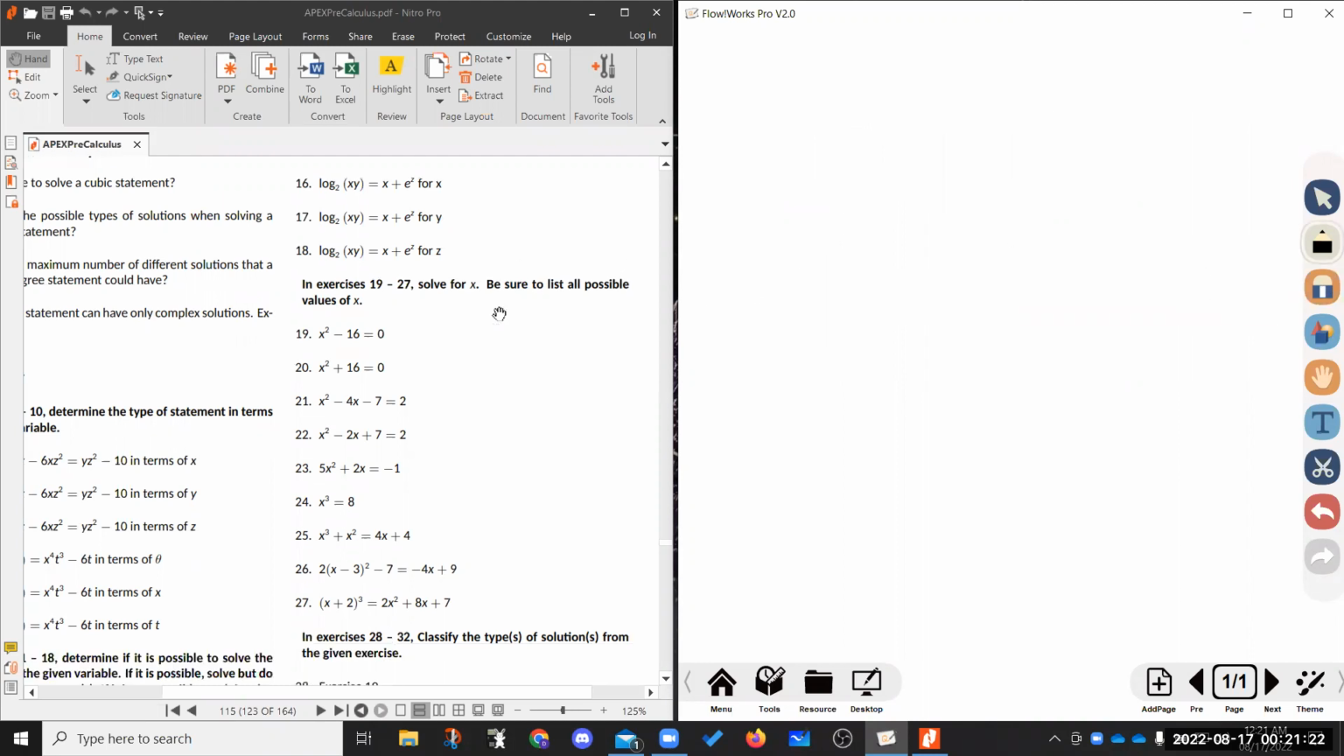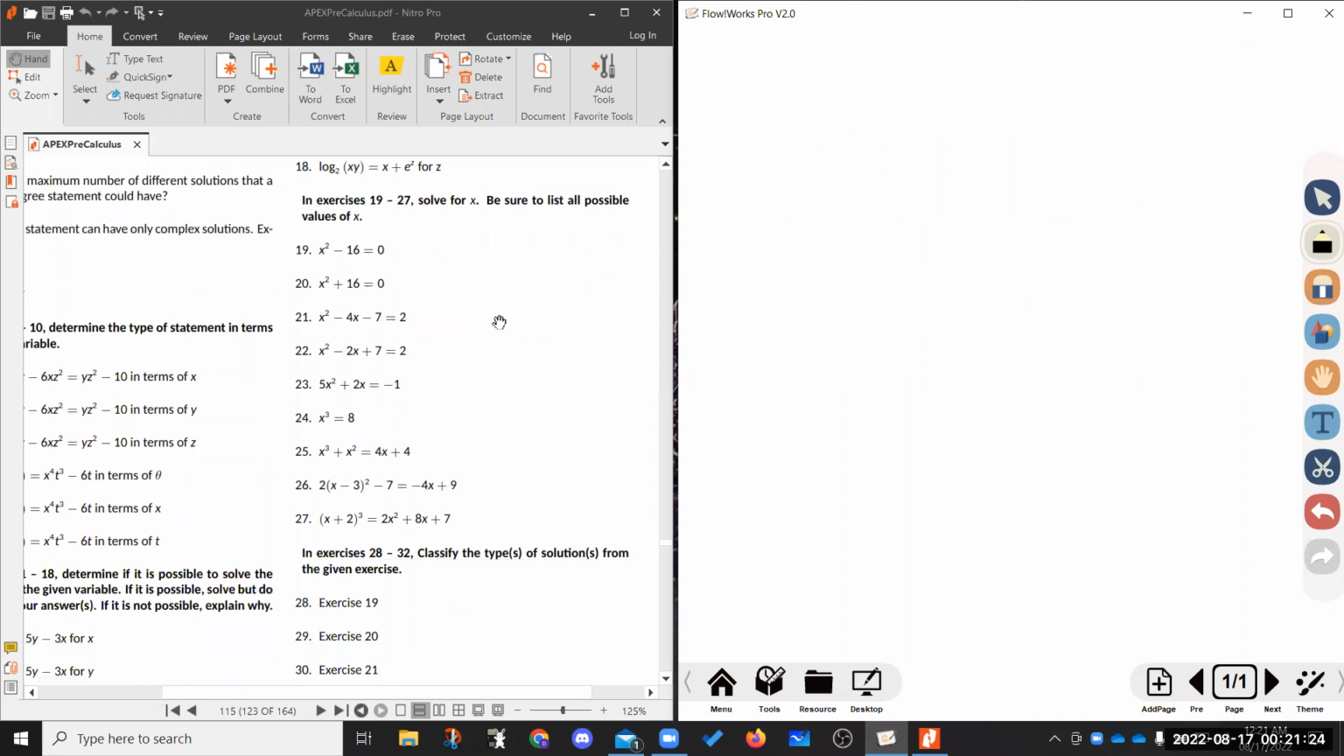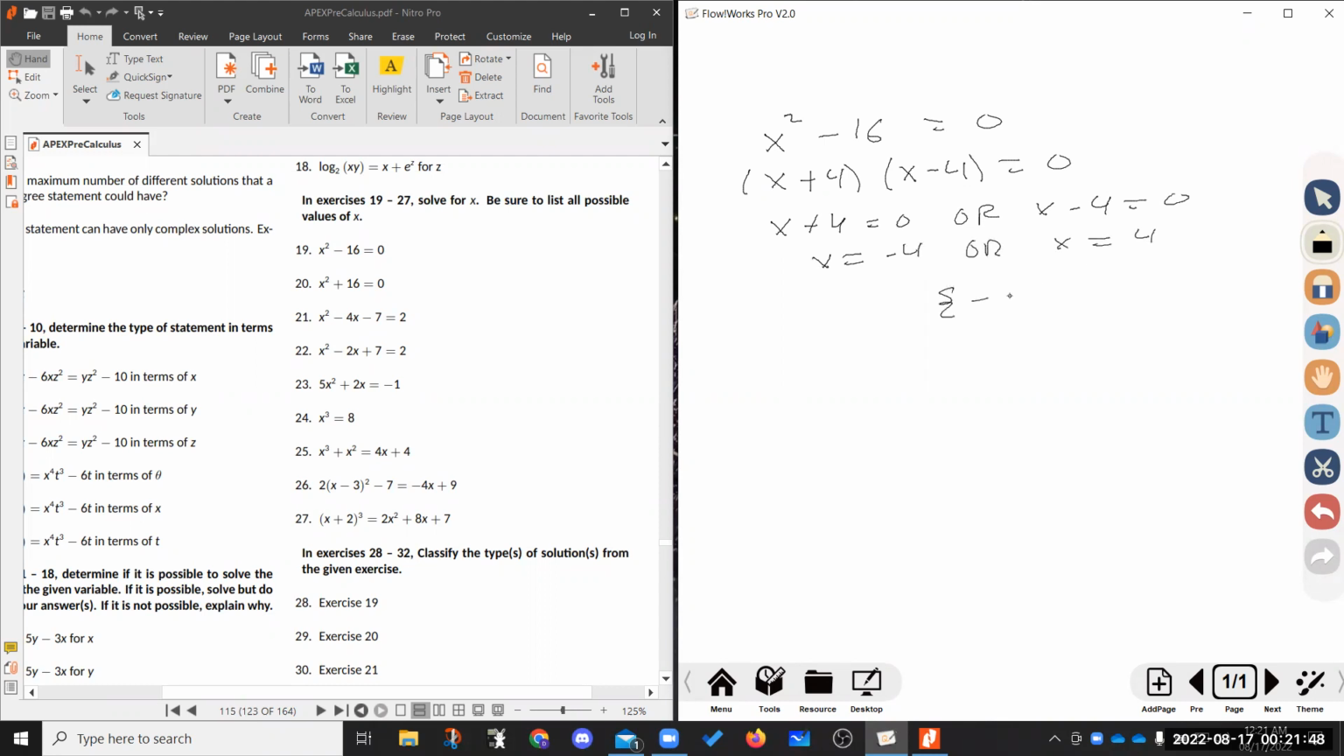The number 19 through 27, solve for x. Be sure to list all possible values of x. X squared minus 16 equals 0. So we're going to factor: x plus 4, x minus 4. x plus 4 equals 0, or x minus 4 equals 0, x equals negative 4, or x equals 4. So my solution set is negative 4 and 4.